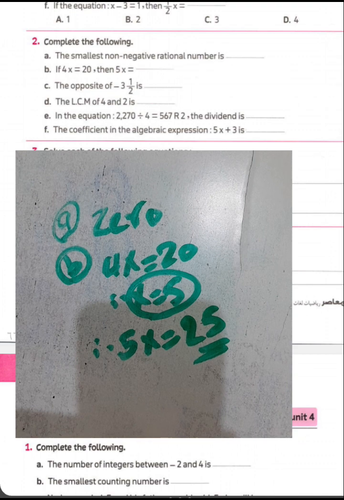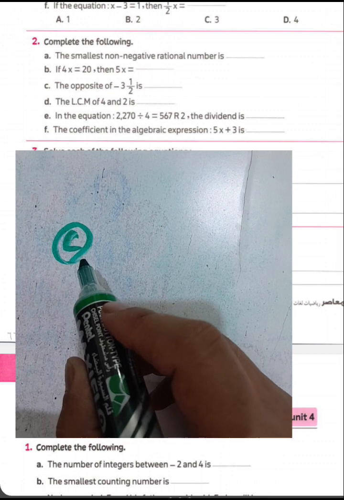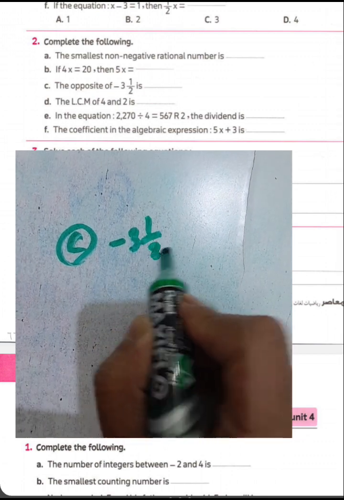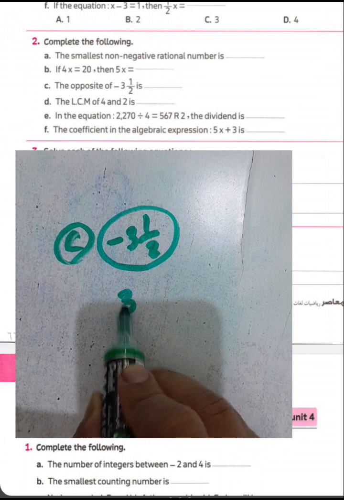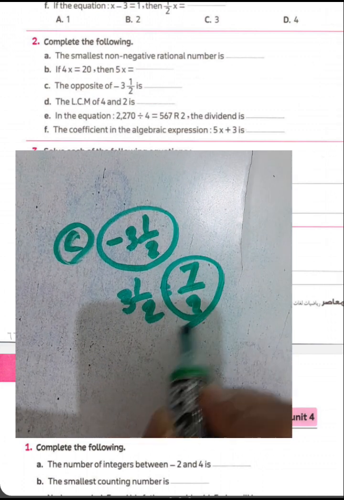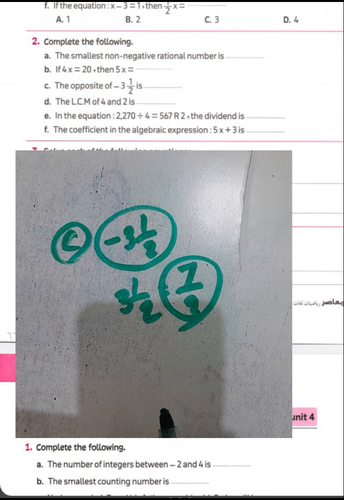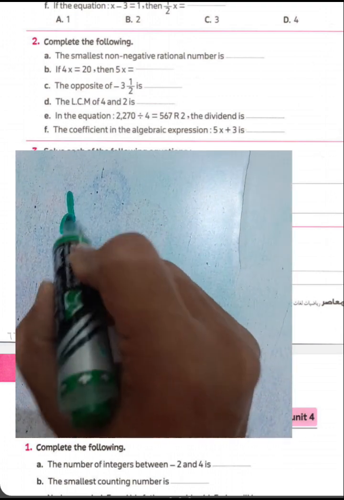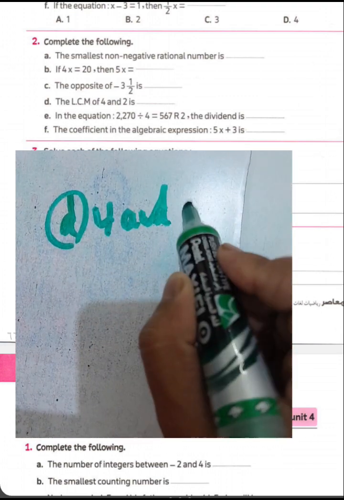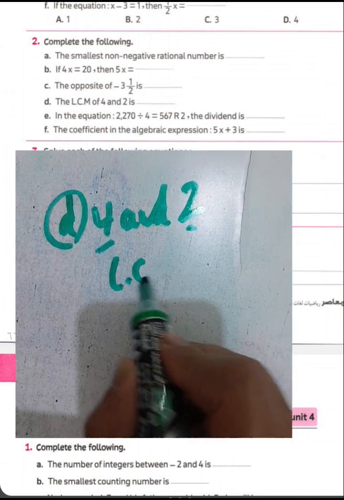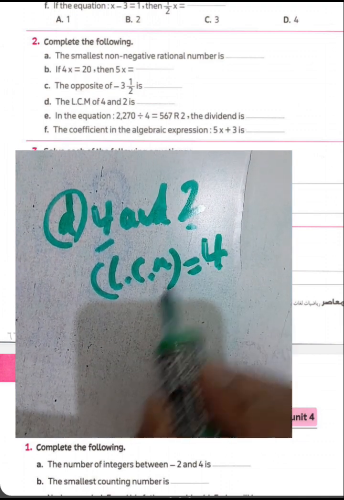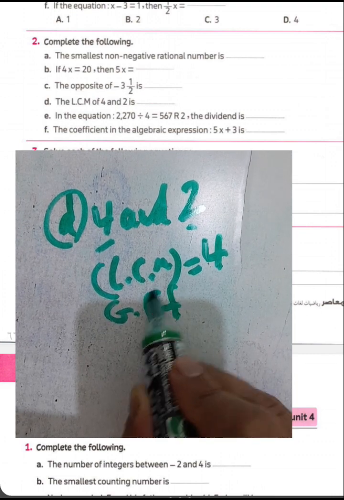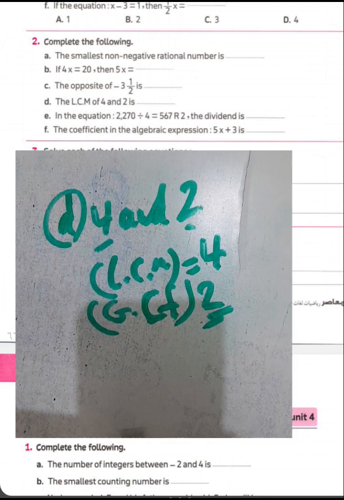Question letter C. The opposite of negative 3 and a half. You want to find the opposite of it. It will be 3 and a half, which is 7 over 2. We can change the sign of the number to find the opposite. Question letter D. The least common multiple of 4 and 2. We know 4 can be divided by 2, then the least common multiple between 4 and 2 equals 4, and the greatest common factor will be 2, because 4 can be divided by 2.